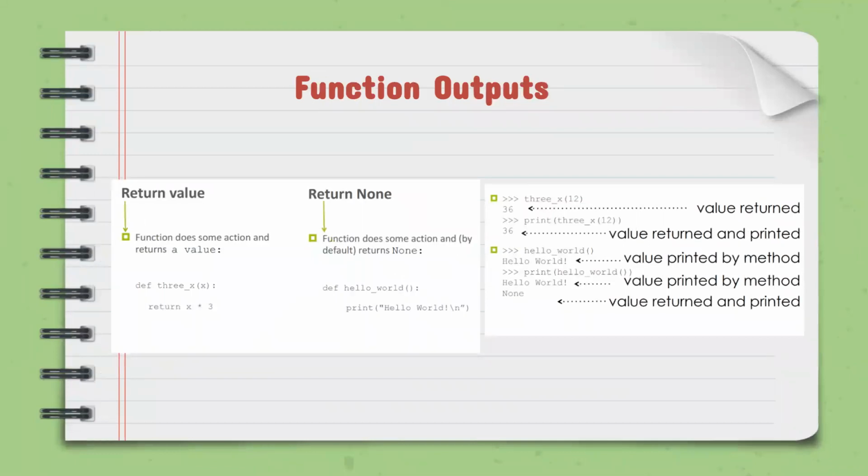So in regard to function outputs, a function will always return a value. As this states in the image, a function does some action and returns a value. So if you want to define 3x, you can just return x times 3. A function does some action, and by default it also returns None. So if we were to print something in the function, it would by default return None because we're not specifying an actual return statement. So it has to return something, and it just returns None.